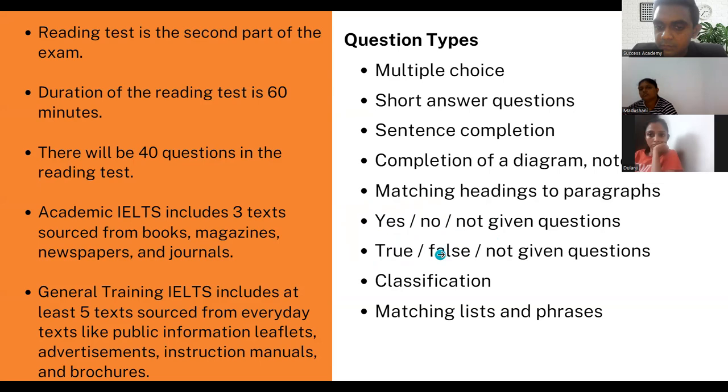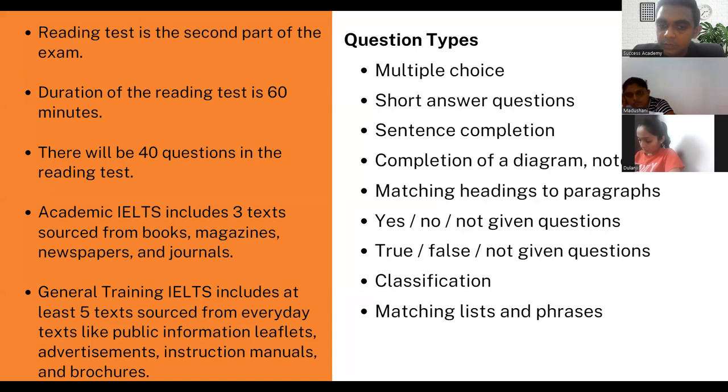Also, now when we were doing O levels or A levels, instead of true or false, we can write T, F, right? Instead of false, we'll write F. That is also wrong. You have to write true, you have to write false or not given. If you write it abbreviated, in the short form, it's completely wrong. Is that clear?